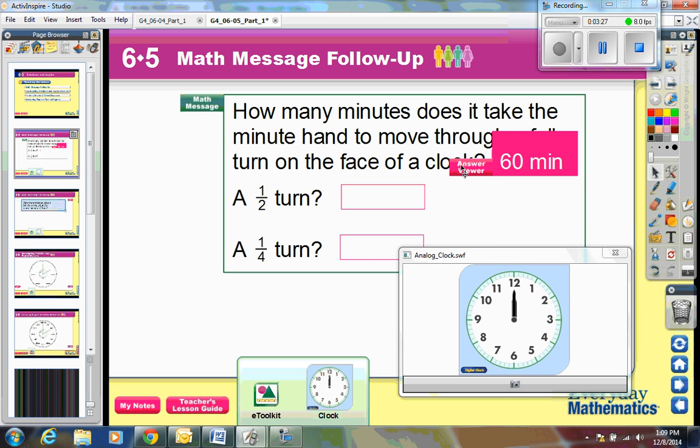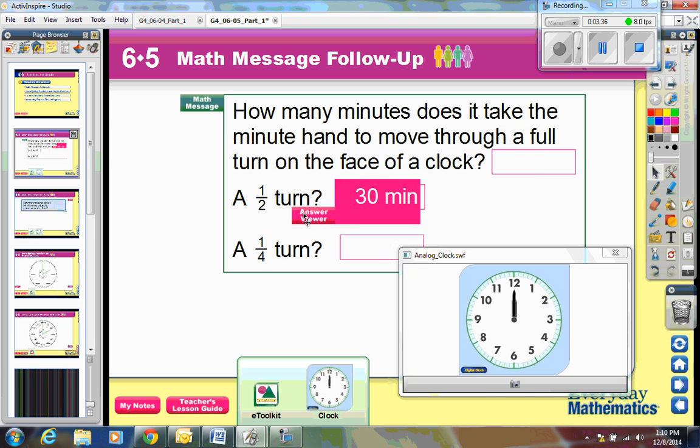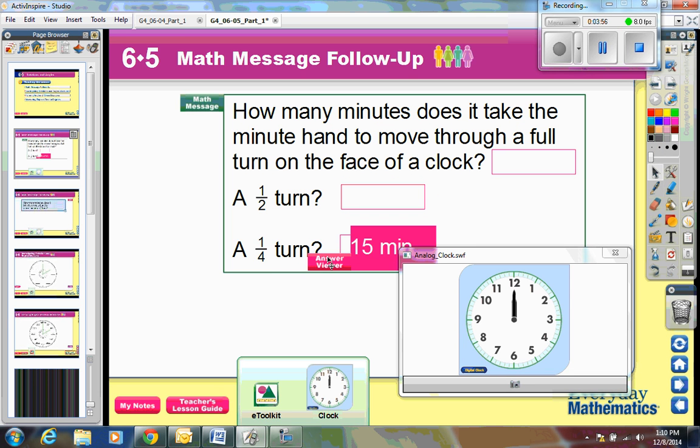Now, if I only do a half turn, so I'm ending opposite of where I am at the 6, 5, 10, 15, 20, 25, 30 minutes for my half turn. And the quarter turn would be 5, 10, 15, because I would cut my clock face in half, and then in half again, both horizontally and vertically. So that would be a 15-minute answer.